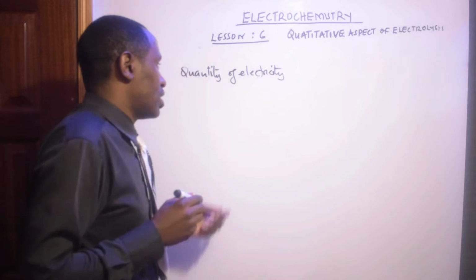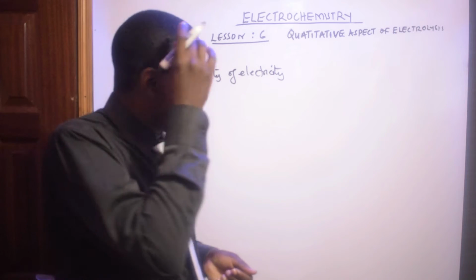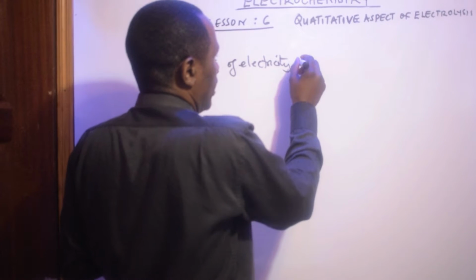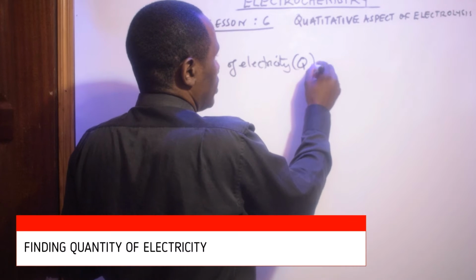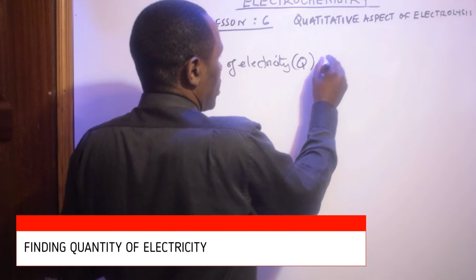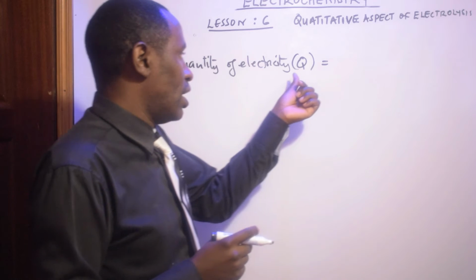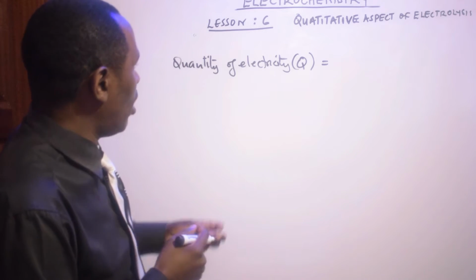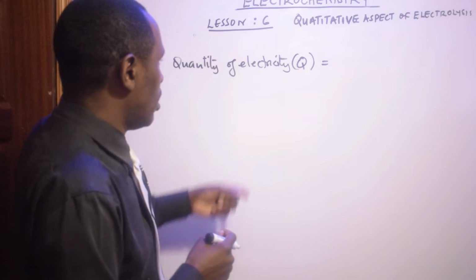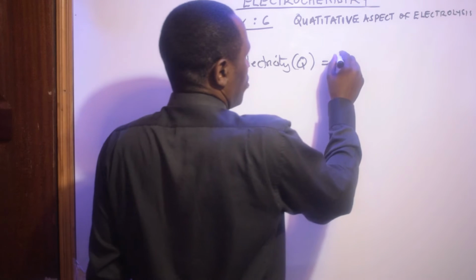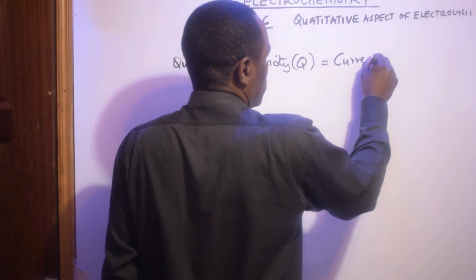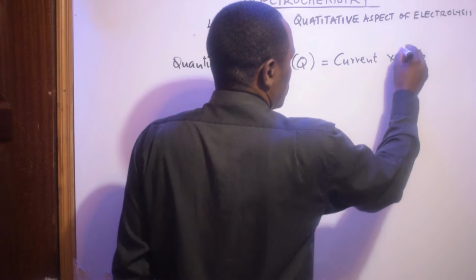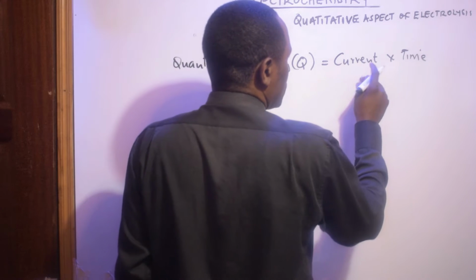Now, the SI unit for the quantity of electricity is coulombs, and the quantity of electricity is also equal to the charge. The symbol for quantity of electricity is Q, which is also equal to charge. Now, how do we work out the quantity of electricity? It will be worked out from current times time.